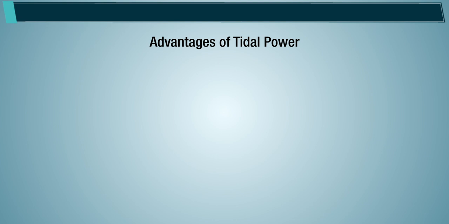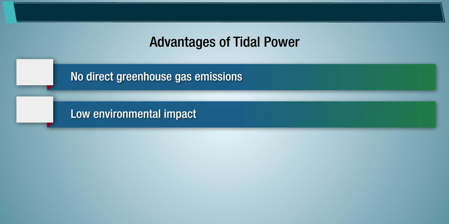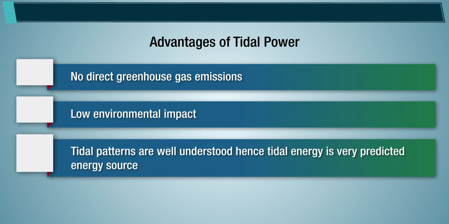Advantages of tidal power: no direct greenhouse gas emissions, low environmental impact. Tidal patterns are well understood, hence tidal energy is a very predictable energy source.